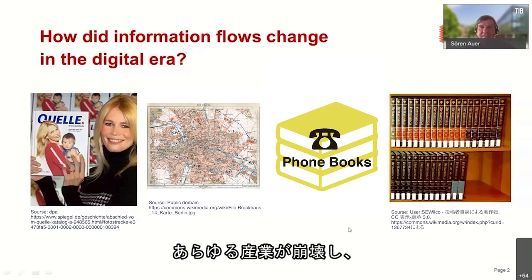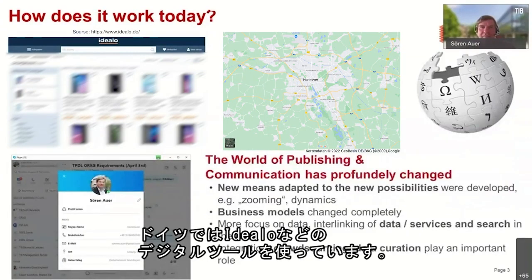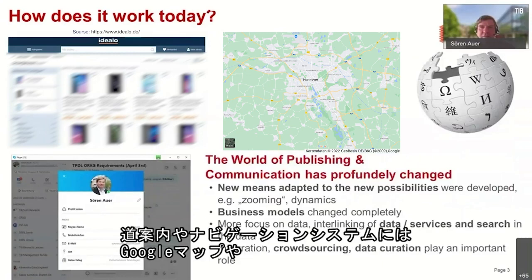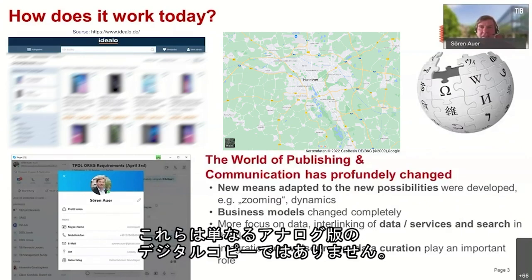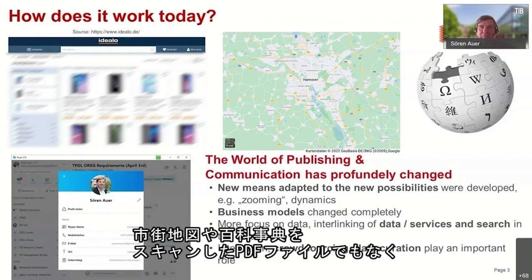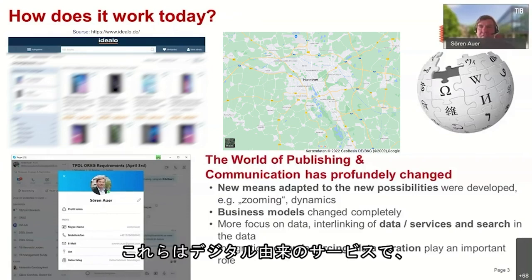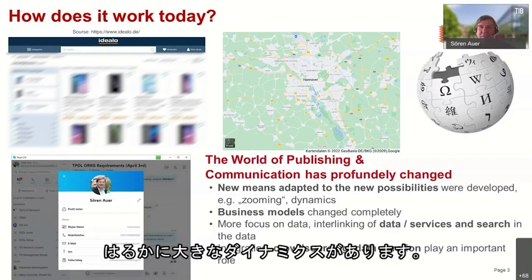Whole industries got disrupted. And we now use digital tools like Amazon, eBay, or in Germany, Zalando. We use Google Maps or OpenStreetMap for navigation or navigation systems. We use Wikipedia. And these are not just analog copies or digital copies of the analog versions. So this is not just a PDF scan of a mail order catalog or a PDF scan of a street map or of an encyclopedia, but these are digital-born services which allow that we can zoom into the data, that we can filter. There's much more dynamics.